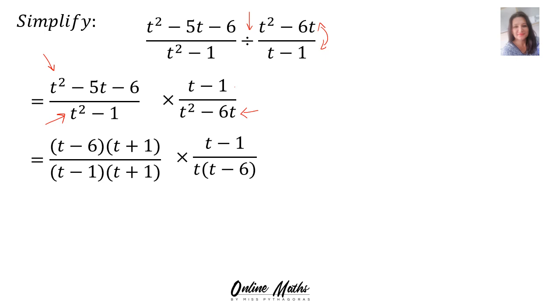And now you can say, this whole bracket t minus 6 cancels with the whole bracket t minus 6. T plus 1 can cancel with t plus 1. The bracket t minus 1 will cancel with t minus 1. So I'm left with, at the top on the numerator, 1 times 1 times 1 is 1 over, and the denominator there's this lonely t.